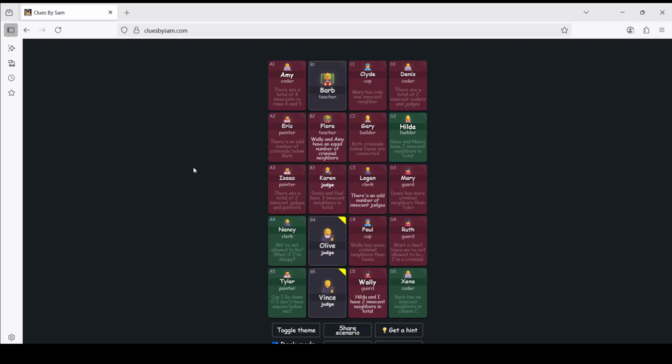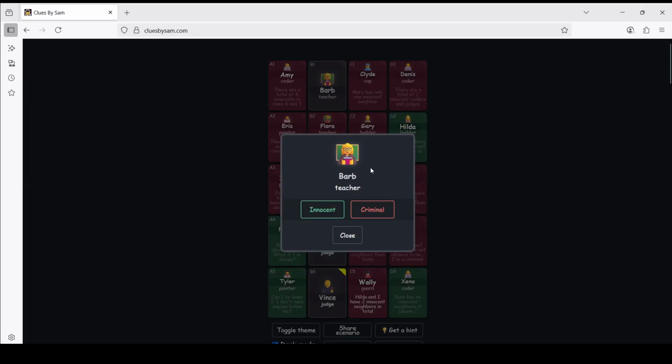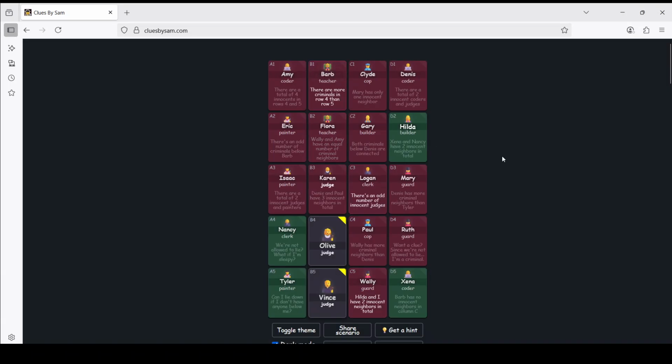Okay, so Amy is up here in the top left corner, 2 revealed criminal neighbors so far. Wally down in C5 is going to have 3 criminal neighbors. 2 have been revealed, and we know a 3rd one will be revealed. So Amy must have 3 criminal neighbors, which means Barb is a criminal. Oh, and now Barb is helpfully telling us there are more criminals in row 4 than row 5.